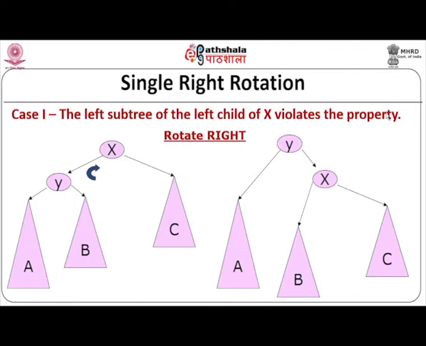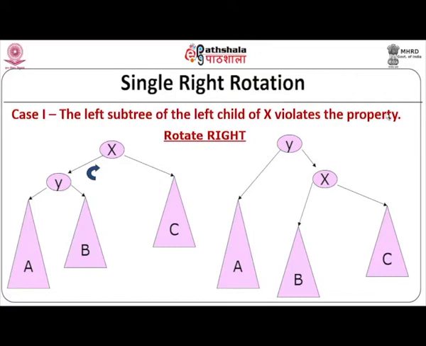So, let us look at the first case. What has happened in the first case is that the left subtree of the left child, that is, the left subtree of x, violates the property. When it is the left child of x that violates the property, we have to do a rotate right. So, we are taking y and rotating it about x. We are doing a rotate right, so y's right child now becomes x's left child.